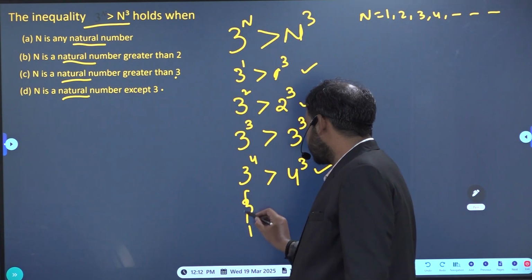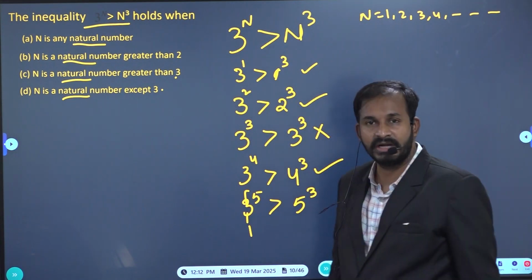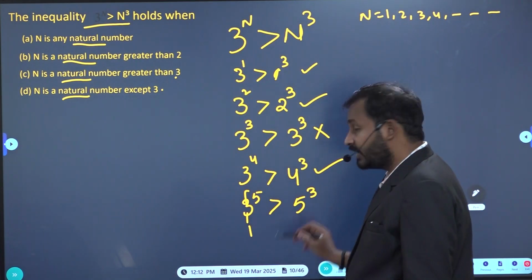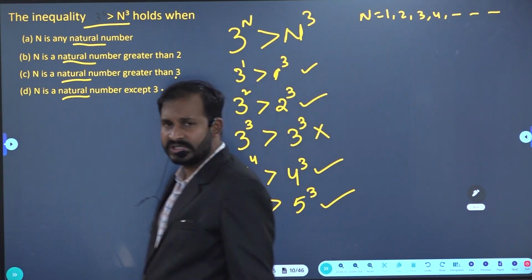We will check one more thing. 3 power 5 is greater than 5 cube. What is 3 power 5? 243. What is 5 cube? It is 125. This one is also true. If you want to check, you can check one or two more.